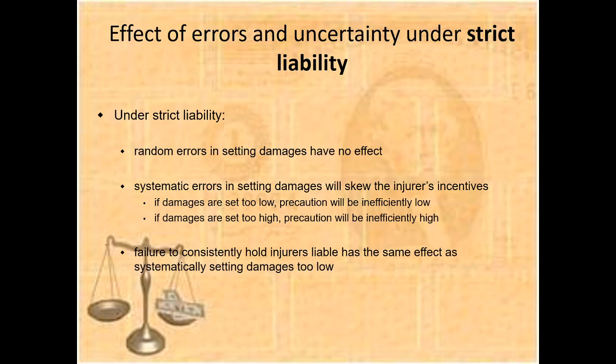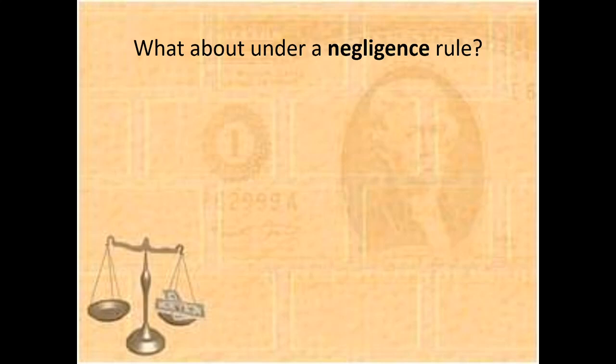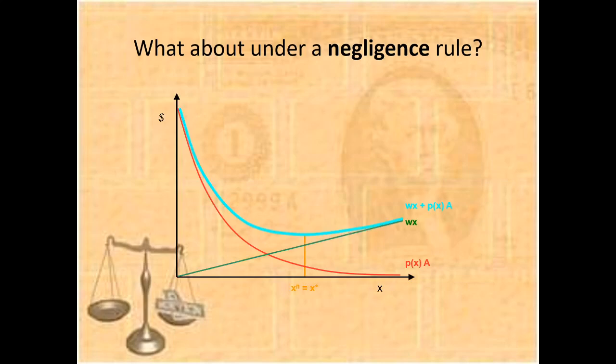So failure to consistently hold injurers liable has the same effect as systematically setting damages too low. If not all injurers are held liable, precaution will be inefficiently low in that context. So this is the case. In that case there is a gap between it and this exact level.